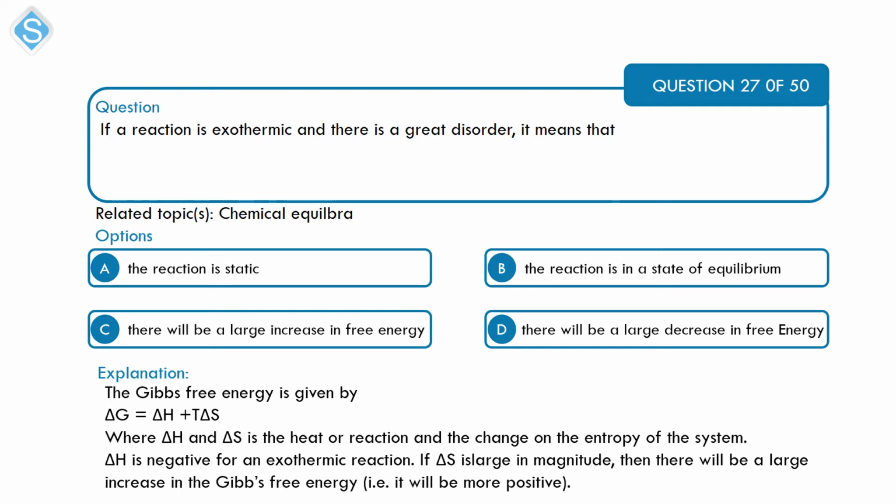Now, if delta H is negative and your delta S, your entropy change, is large, there's a great disorder, meaning there's a great entropy, then that means there'll be an increase in the free energy, because when you subtract this, which is negative because the reaction is exothermic, from this, you'll be having something positive. So that means the delta G is larger, so there'll be an increase in the free energy. That makes option C the correct option here.